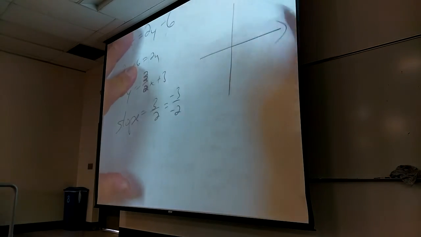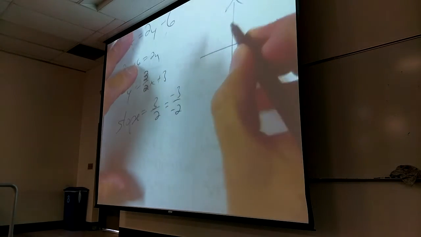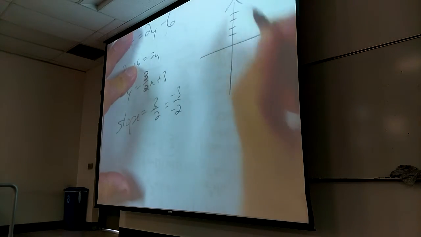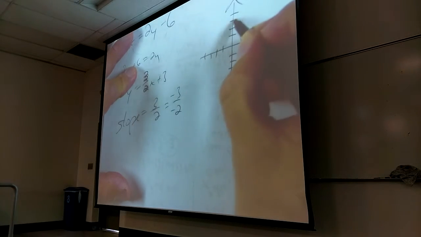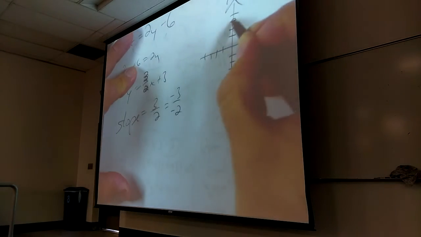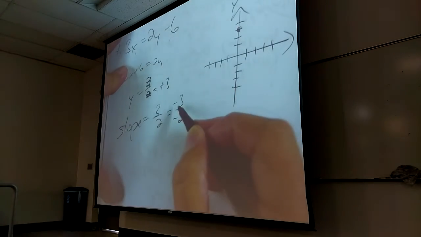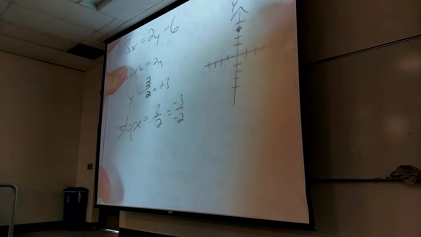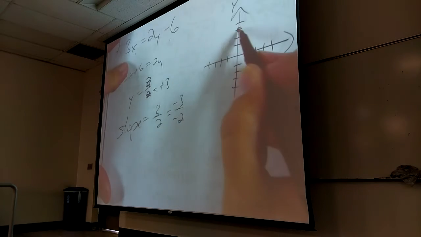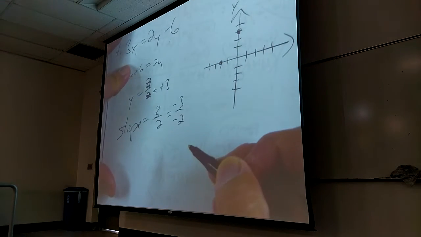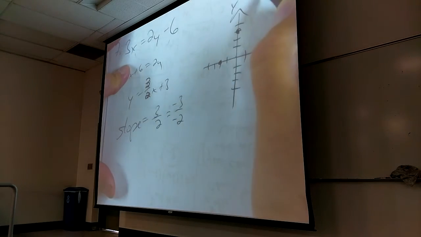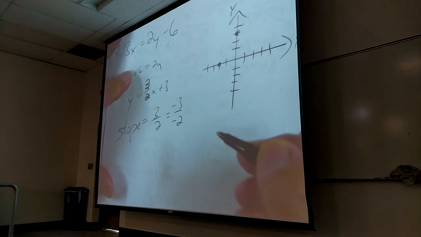If your graph isn't cooperating, I can't go up that high, so let me go down. So the y-intercept is 3. And then I can go down 3. Instead of going up 3, that's off my graph. Let me go down 1, 2, 3, and back 1, 2. If I went up 1, 2, 3, and over 2, would I still be on the same line?